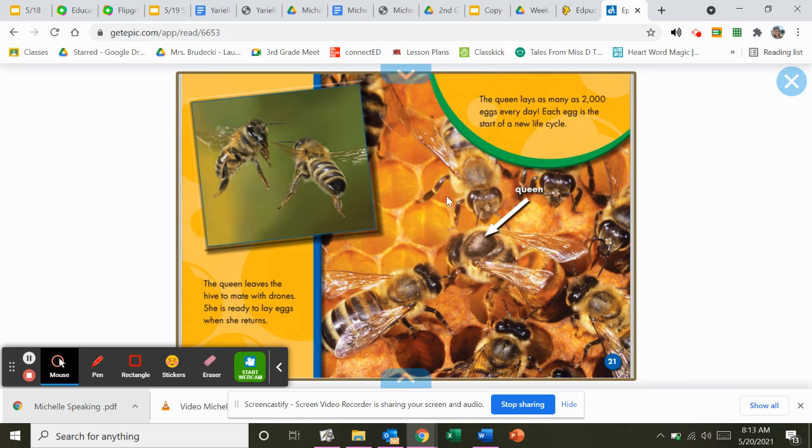The queen leaves the hive to mate with drones. She is ready to lay eggs when she returns. The queen lays as many as 2,000 eggs every day. Each egg is the start of a new life cycle.